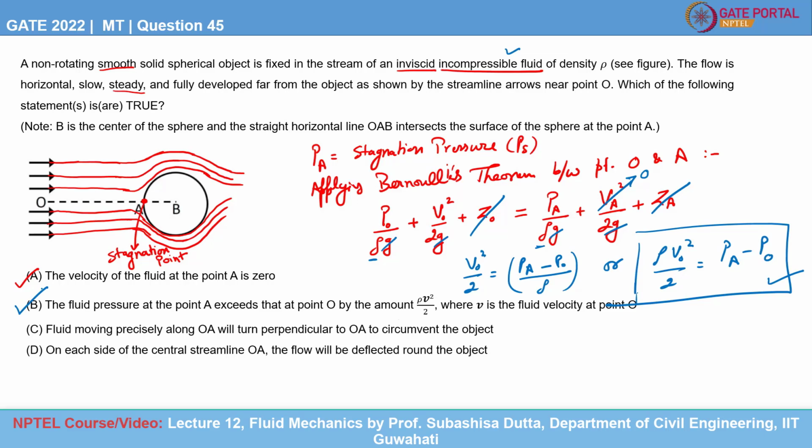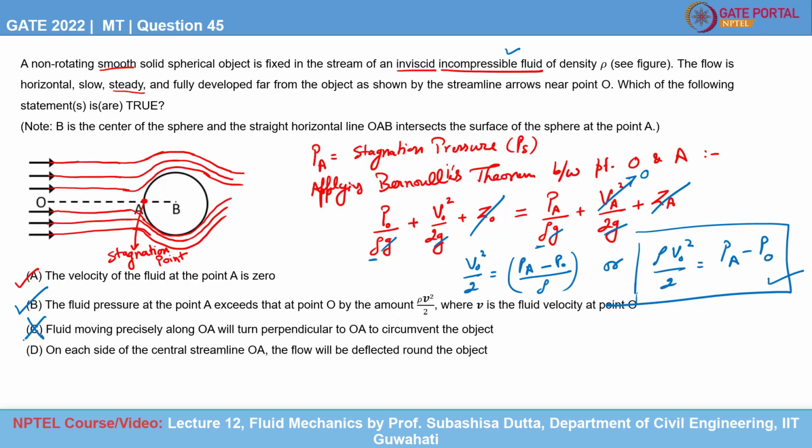Let us look at option C. The fluid moving precisely along OA will turn perpendicular to OA and circumvent the object. That is not true, because the fluid that is moving precisely on OA is going to come to rest at the stagnation point, and all the kinetic energy is going to convert to pressure energy, which is equal to the stagnation pressure. So this option is false.